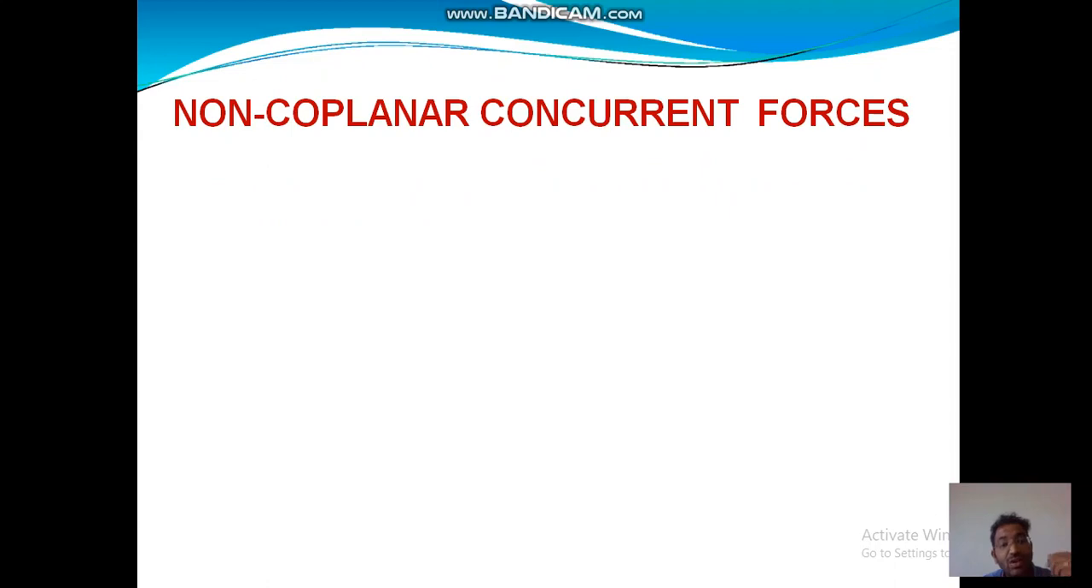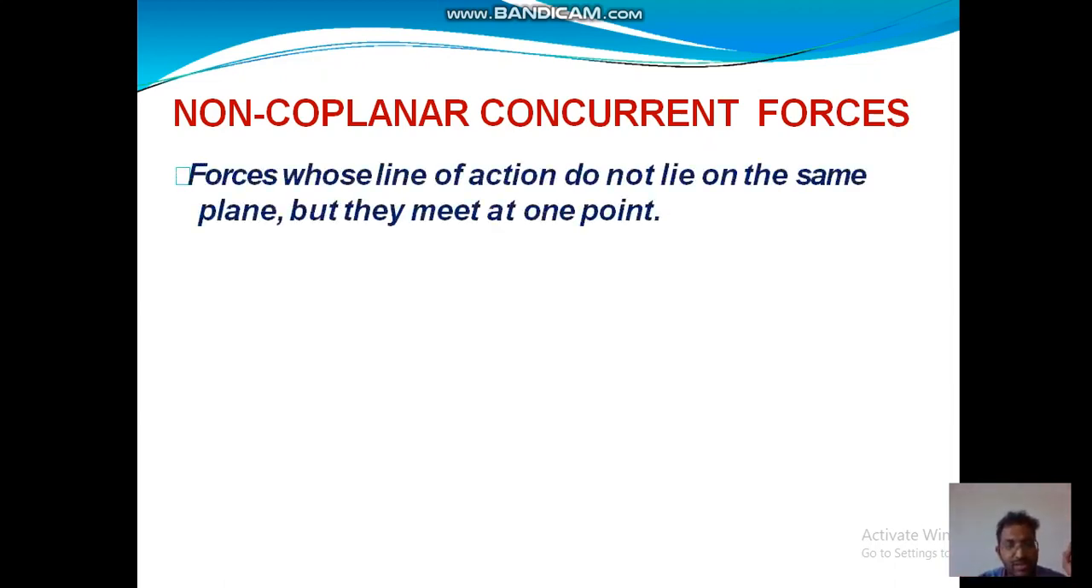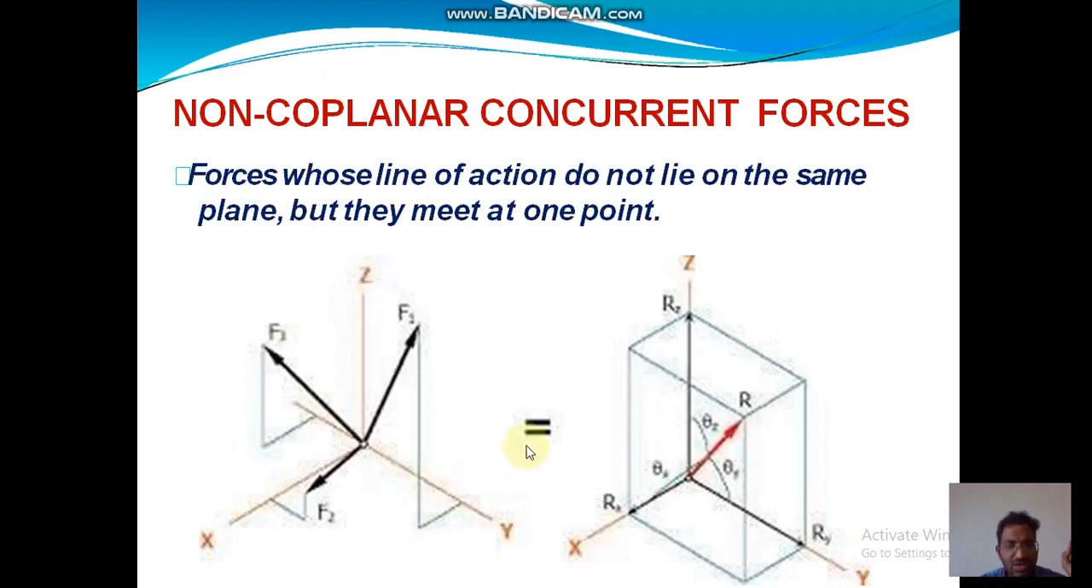And the next one is non-coplanar concurrent forces. Non-coplanar means the forces which are not on the same plane, but they are meeting at one point. All the forces are meeting at one point, but all the forces are not in the same plane. See this: all these forces are coming from different planes but meeting at the origin. So this is non-coplanar concurrent forces.